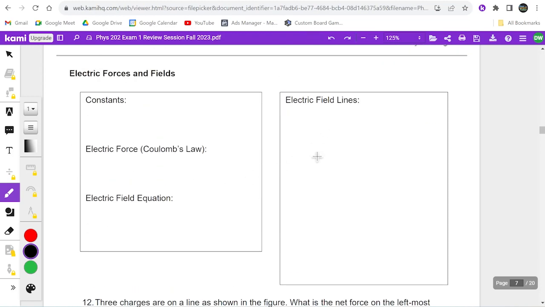Next, we have electric forces and electric fields. Yay! The meat and potatoes of what we're going to be doing today. So pay attention to this first page. This is going to be probably the most important page of the next hour.